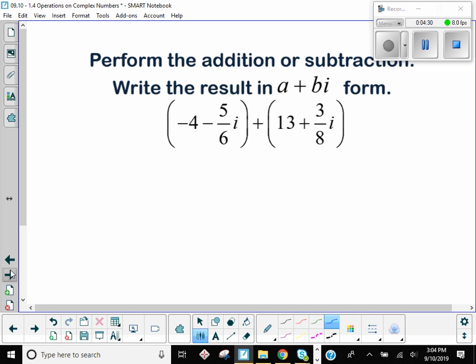What are the real number parts? Negative 4 and 13. What is negative 4 plus 13? 9. Look at us adding complex numbers. 9. Okay. Now on to the fractions.